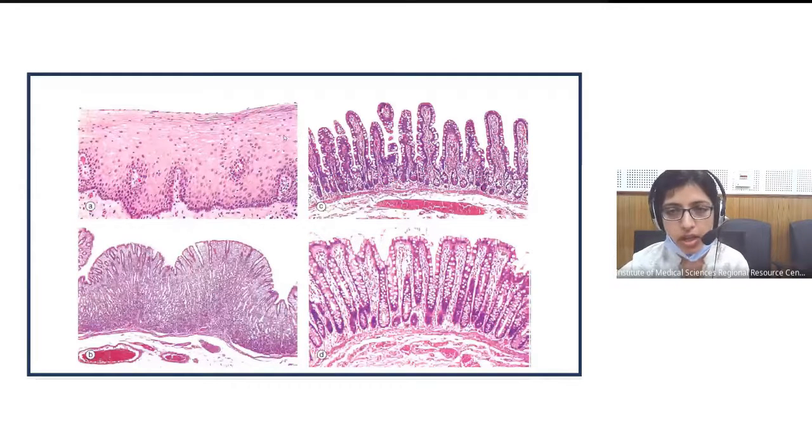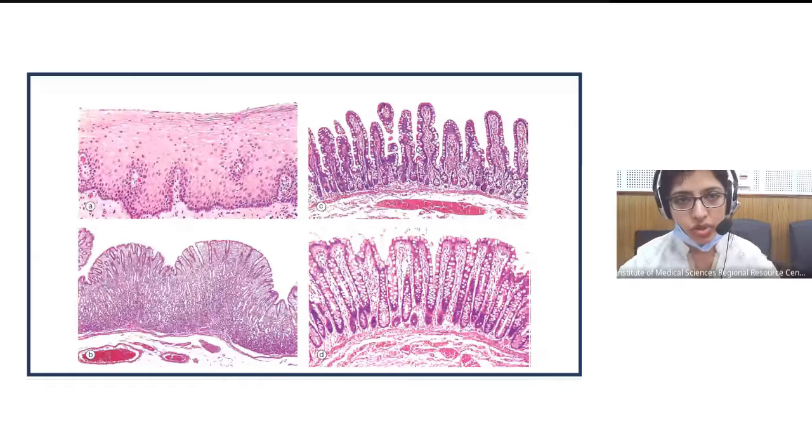Here is a quick recap of how this mucosa shows histological variation in different parts of the gastrointestinal tract. This variation is because of the different functions performed at those sites. For example, in the esophagus, we need a protective type of mucosa because it is subjected to a lot of frictional trauma by the swallowing of food. So we have a multi-layered, thick, stratified squamous epithelium in the esophagus.